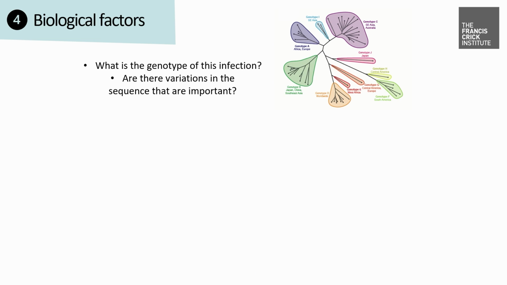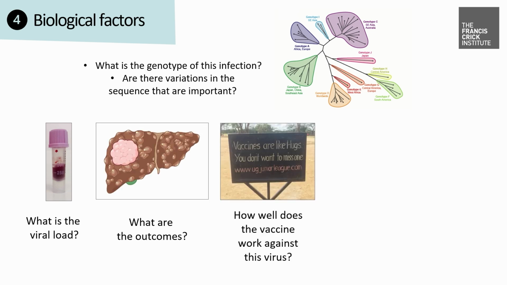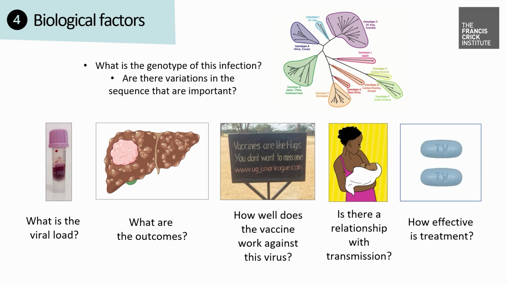And we can then identify from blood samples from people living with hepatitis B how the sequence of the virus might affect viral load, might affect liver disease outcomes, might affect responses to vaccines now or in future, might affect the way the virus is transmitted, and can have an impact on treatment efficacy.